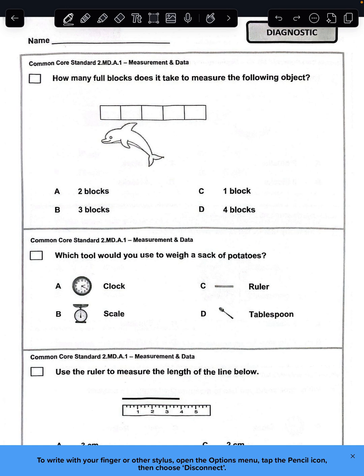So we have a dolphin here, and we can just draw a line across the tip of the dolphin's snout, and then from there to the tip of its tail. So that's how long the dolphin is, and now we just have to count how many blocks it takes. So we have 1, 2, 3. So the answer to this one is B, 3 blocks.